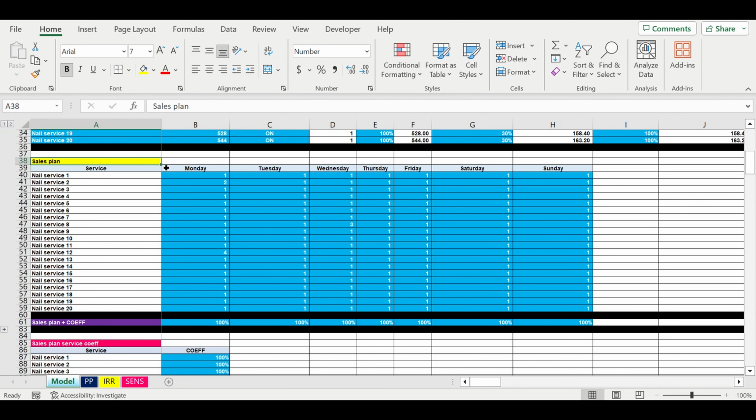The next block of inputs illustrates a typical week from left to right, and the list of nail services from top to bottom. Here we can specify the amount of different nail services provided by our nail studio, with seasonality inside the typical week. Looking at your typical week will allow you to look at your business idea in a different, realistic way.